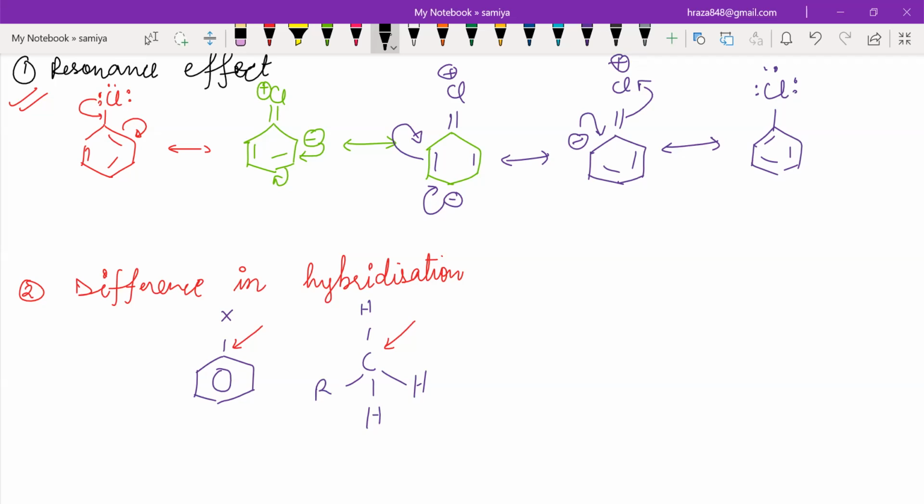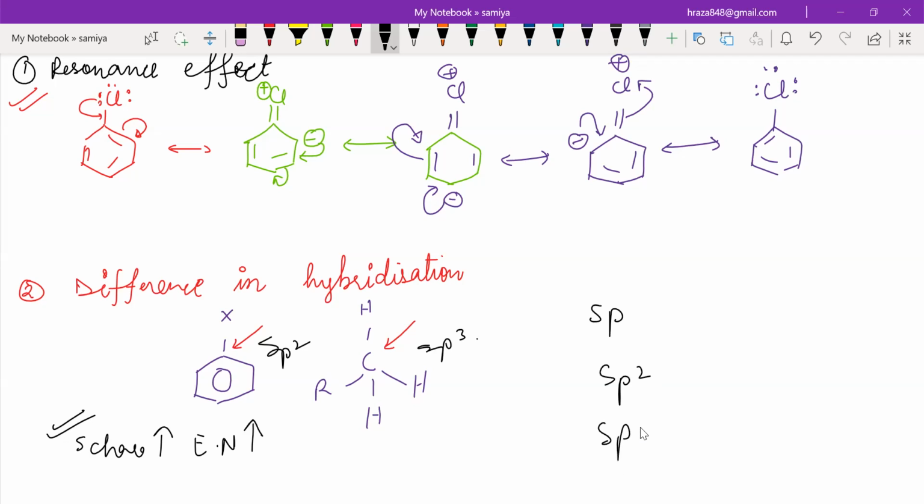So for the first one, it's sp2, and what about this? It is sp3. So you also know that as S character increases, electronegativity increases. Yes or no? Yes, sir. Do you know about it? If you don't know, please remember that as S character increases, electronegativity increases. And as you know, this is sp, this is sp2, this is sp3.